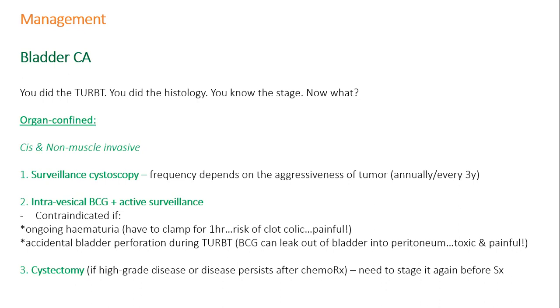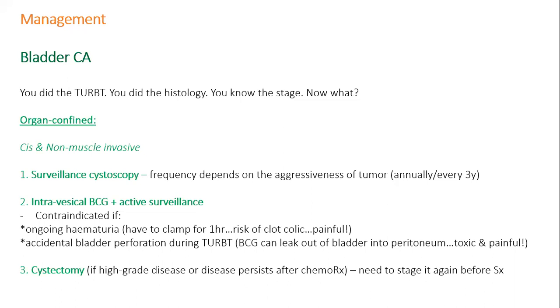The second option is you can give intravesical BCG, the same BCG we give as the vaccination, along with active surveillance. So if there is progression, first of all, you can rely on intravesical BCG. And if it is still not resolved, you can go ahead and do a cystectomy. Intravesical BCG is, however, contraindicated in certain patients. Even when you do surveillance cystoscopy and see the hematuria is ongoing, you don't always do it on all the patients.